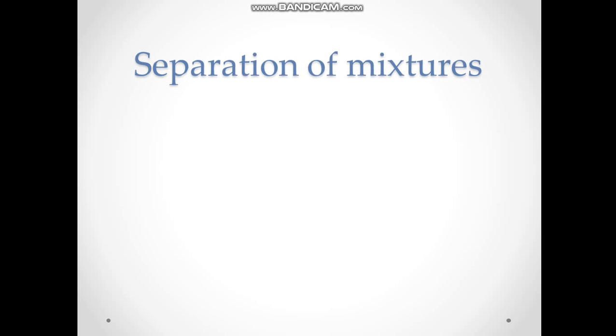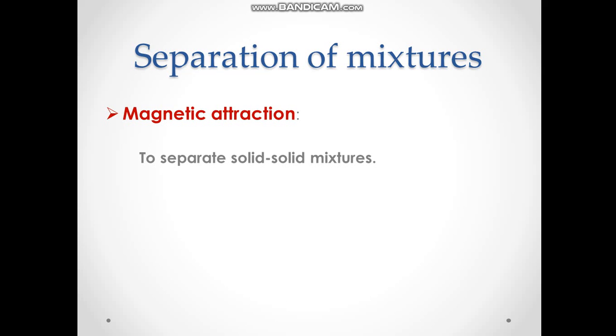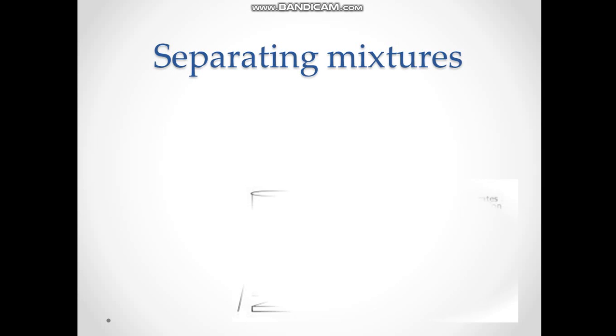Now we will learn how to separate mixtures. The first way is using magnetic attraction. This way is used to separate a solid mixture, and it must contain a magnetic material, such as sand and iron filings. If we have a mixture of sand and iron filings, we can use a magnet, and the magnet will attract the iron filings so we can separate them from the sand. This is magnetic attraction.